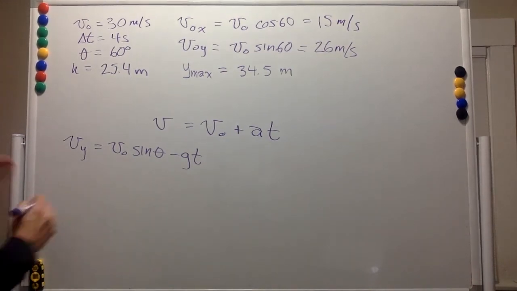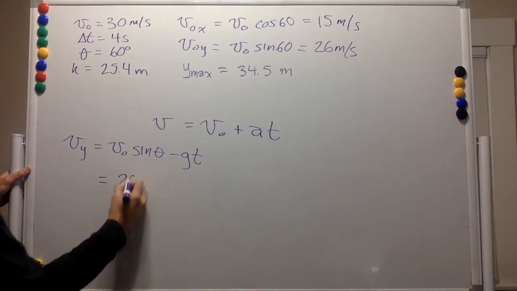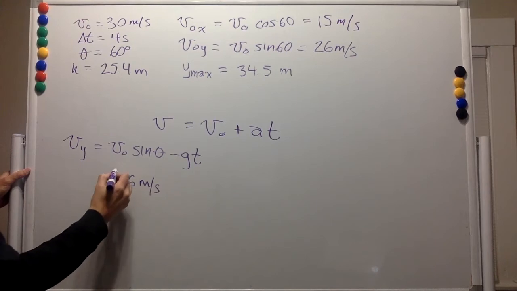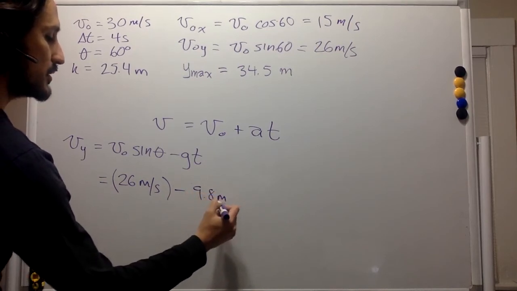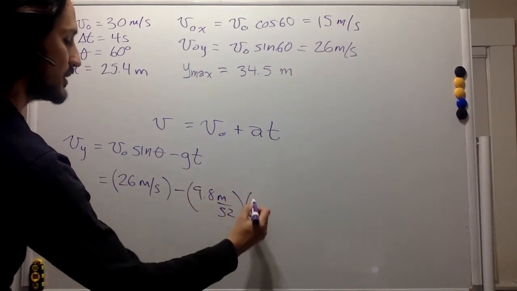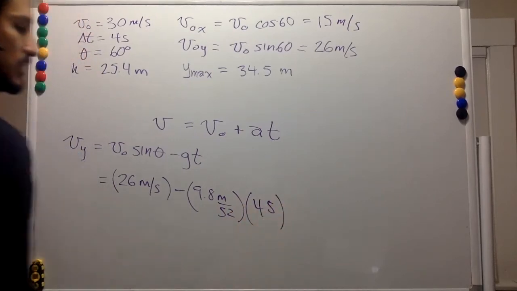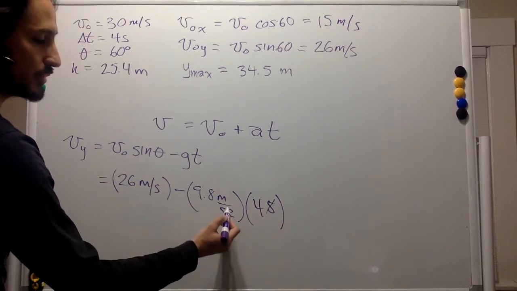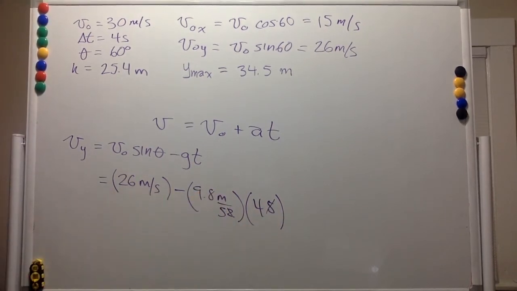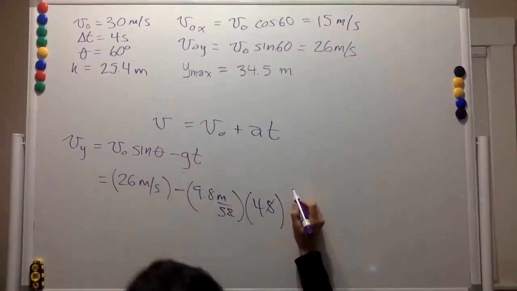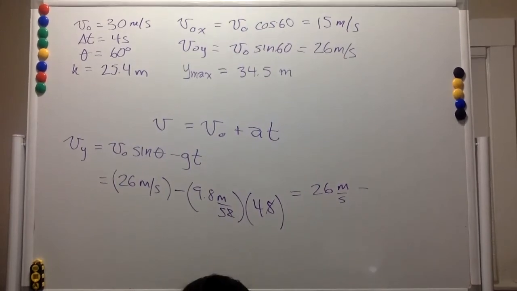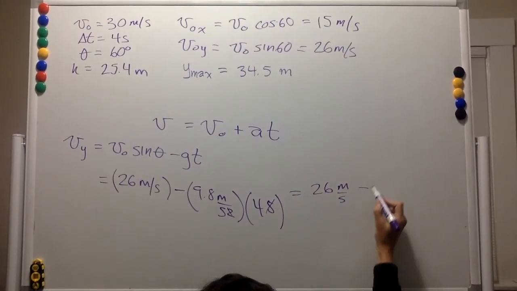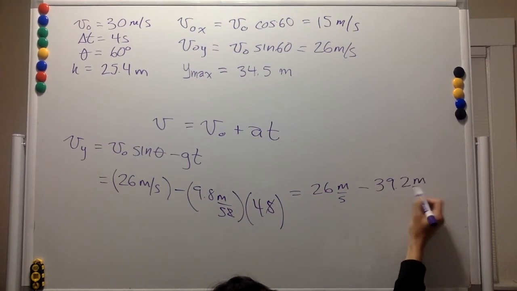The one for y is going to be 26 meters per second minus 9.8 meters per second squared times the 4 seconds, right? So this second goes away with one of these, and we have meters per second, which are the units that we want. And so this is 26 meters per second minus 39.2 meters per second.